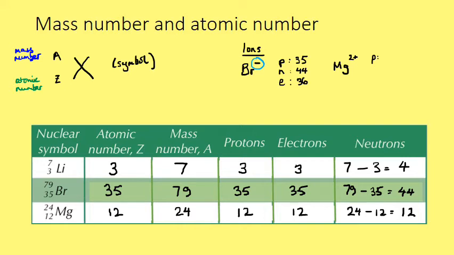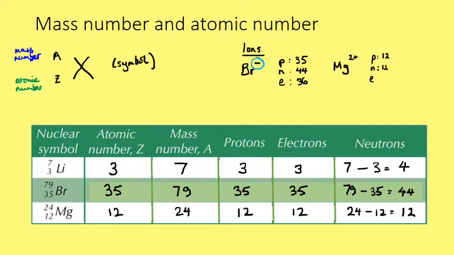So the number of protons must be the same because the protons define the element. So if we had 12 protons before, we've still got 12 protons now. And same with the neutrons. The neutrons have not changed in this case. It's only an electron transfer. So the number of neutrons is still 12 as well.